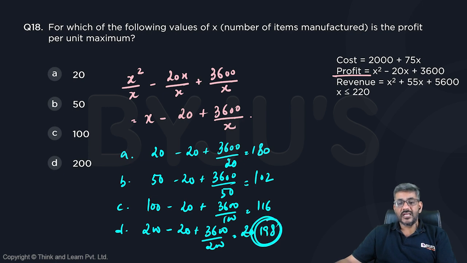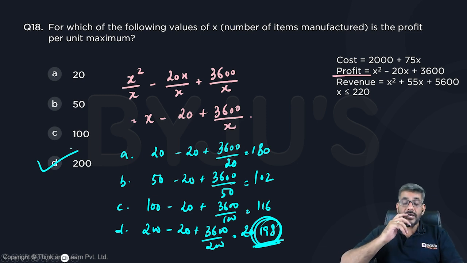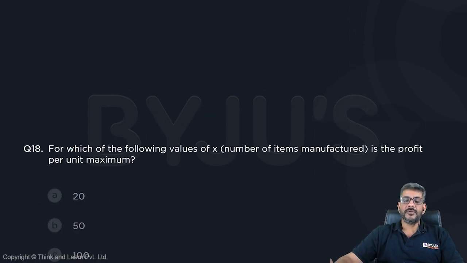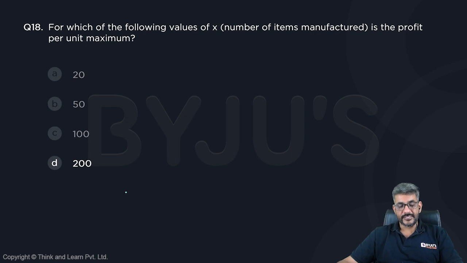That means this is the largest one. So therefore my answer is option D, that profit per unit will be maximum when the number of units is 200. In that case, profit per unit will come out to be 198.